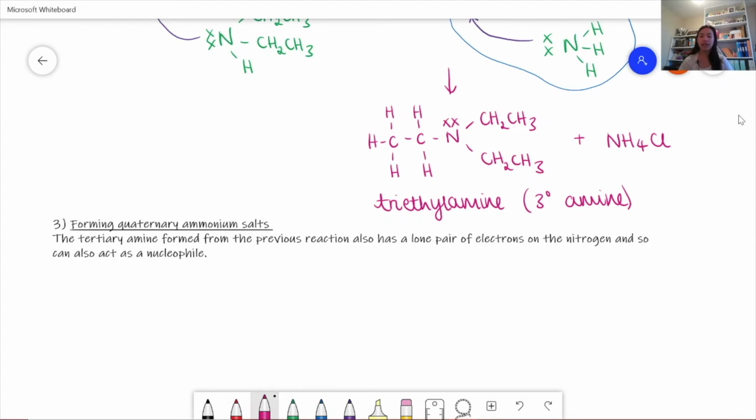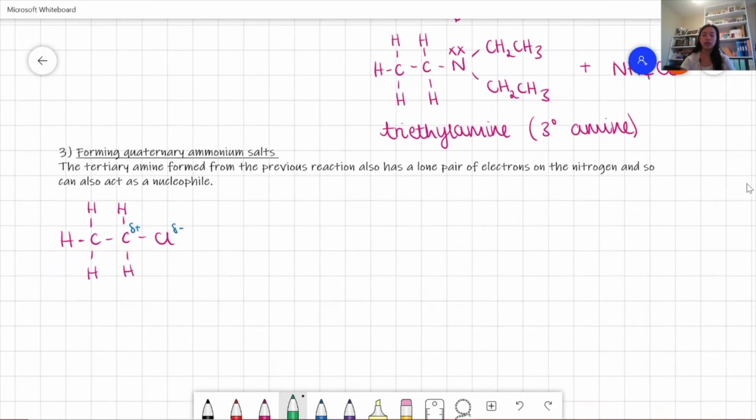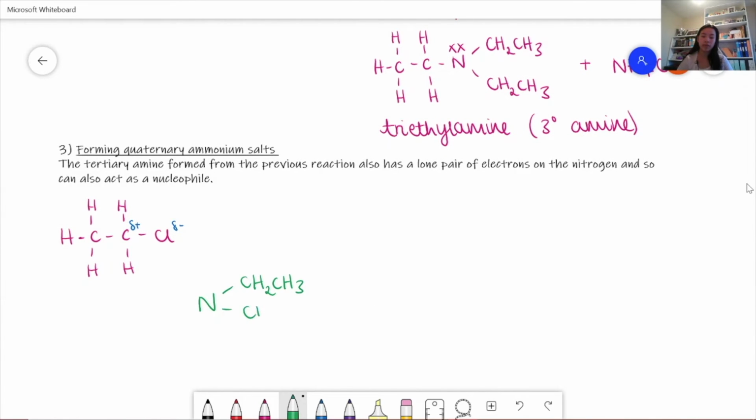And so what we have is that, again, we have chloroethane. So I'm going to write it CH3 and then chlorine on the end. Again, remembering the partial charges, so we've got partially positive and partially negative. And then this time the nucleophile is this triethylamine. So we've got nitrogen with 3 ethyl groups on it, because it's a tertiary amine.